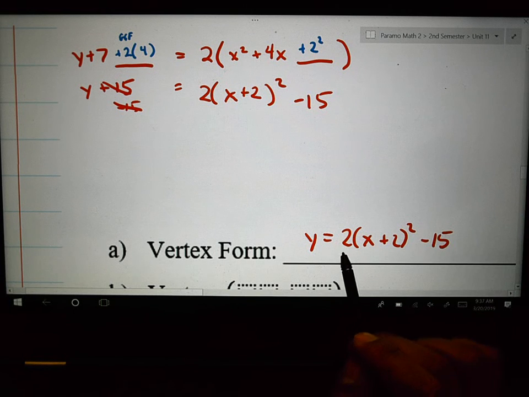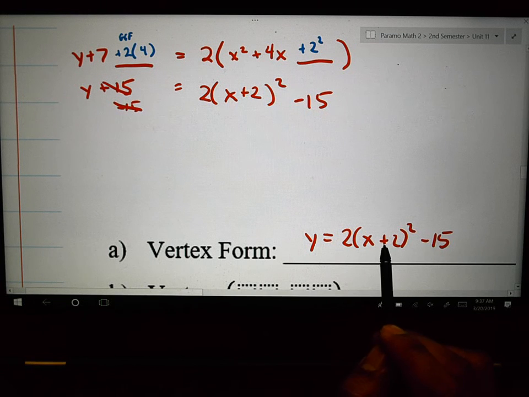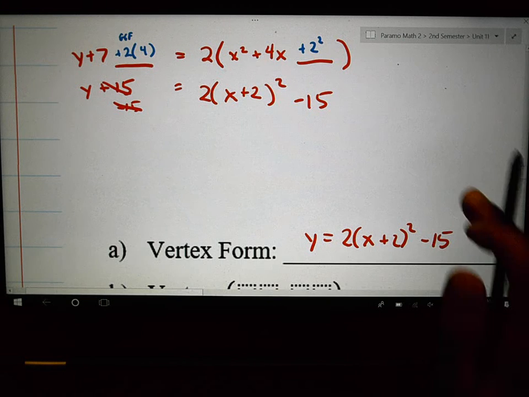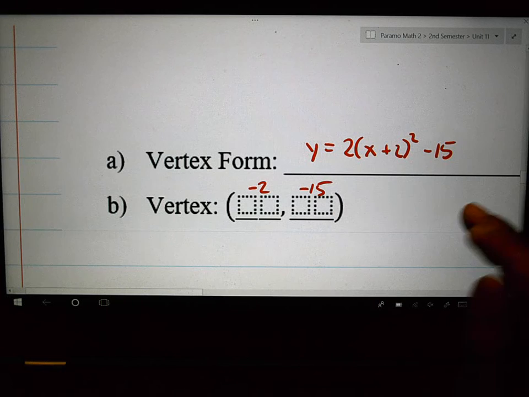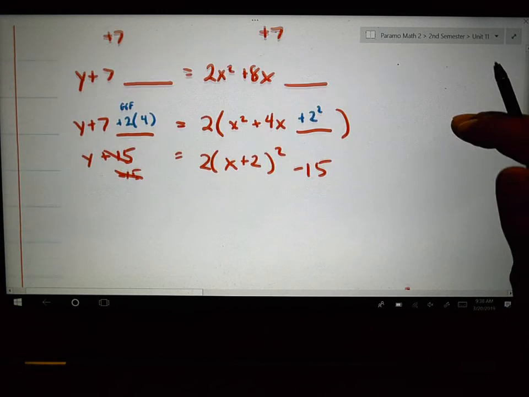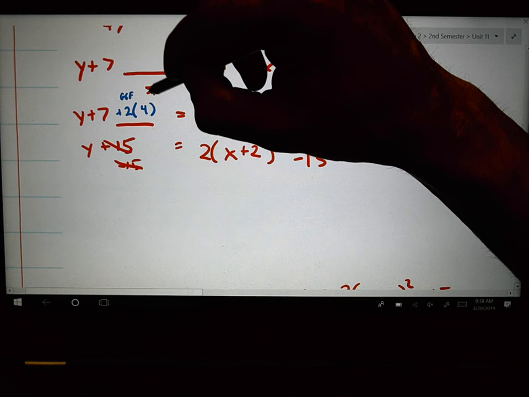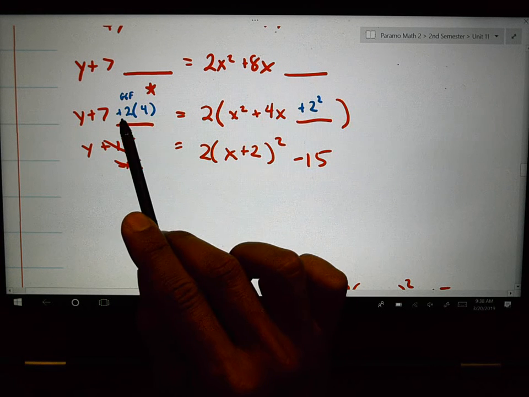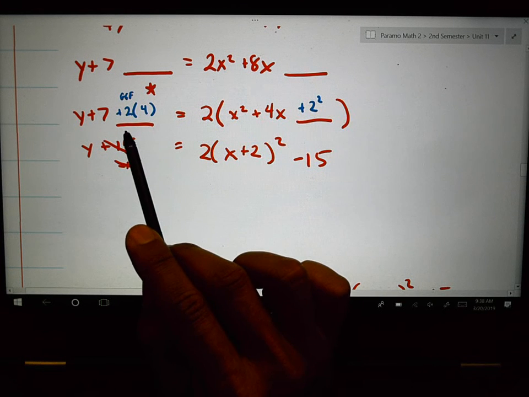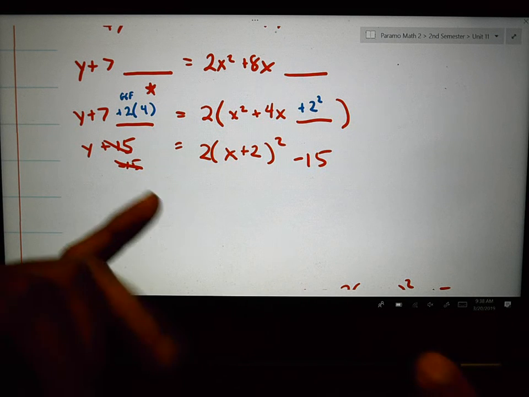What that 2 does is it makes it more narrow. That's all it does. You still have opposite, same for your vertex. Opposite is -2. Same as -15. So I'm going to put a little star right there because that's the thing where most students will forget. If you want to put a little star there, that's going to help you remember what to do when you're doing number 17 and 19 on your own.